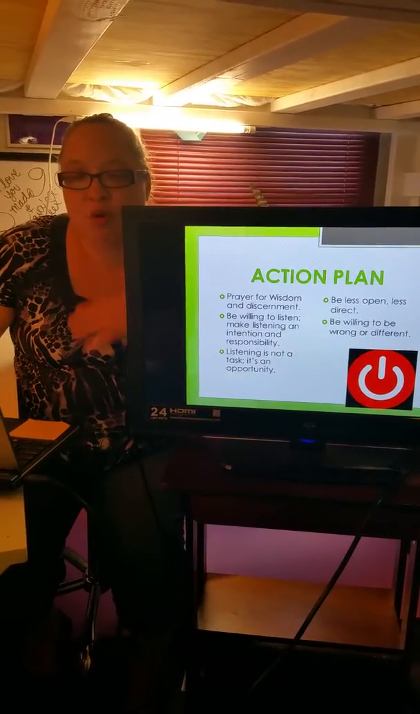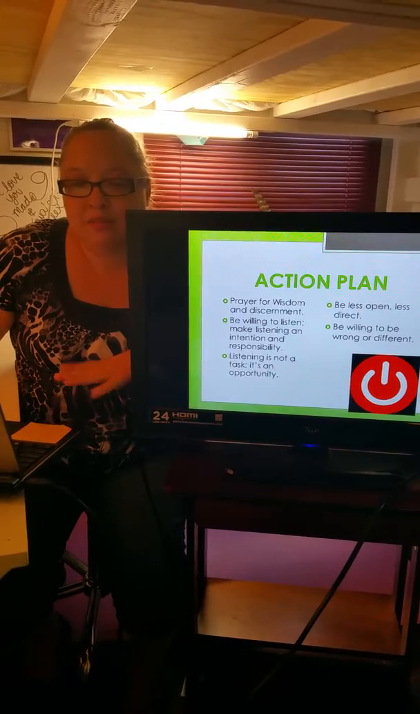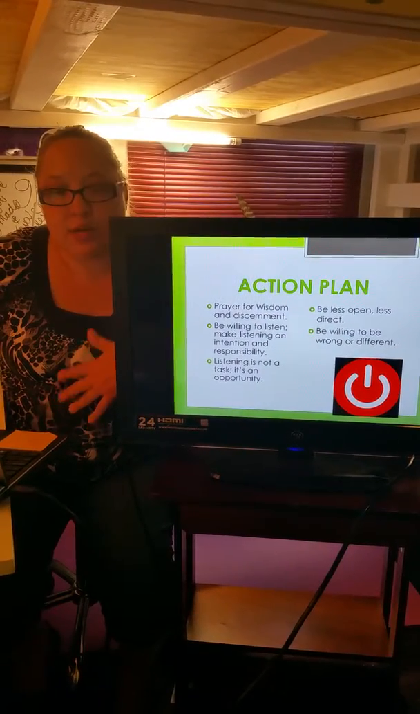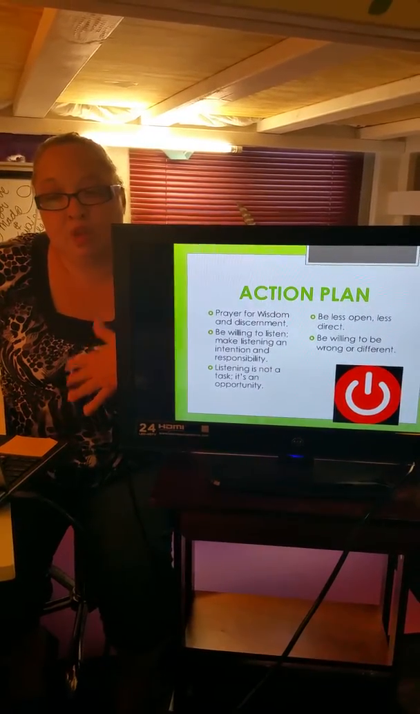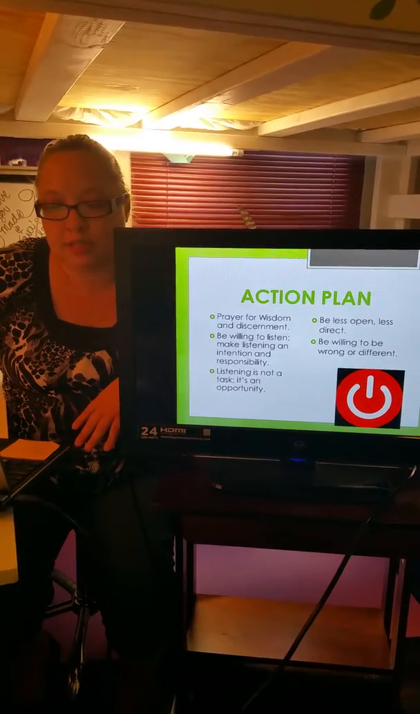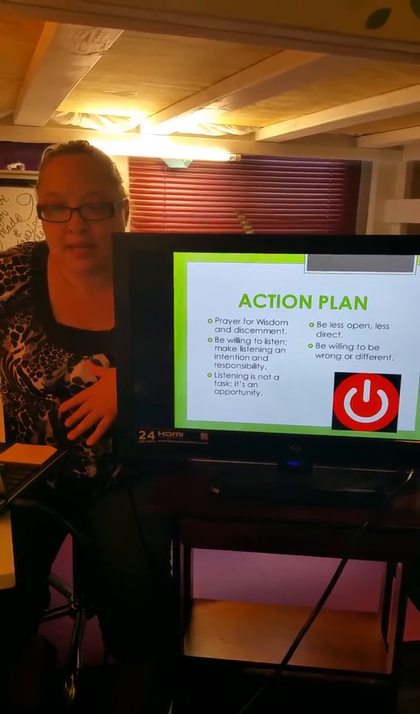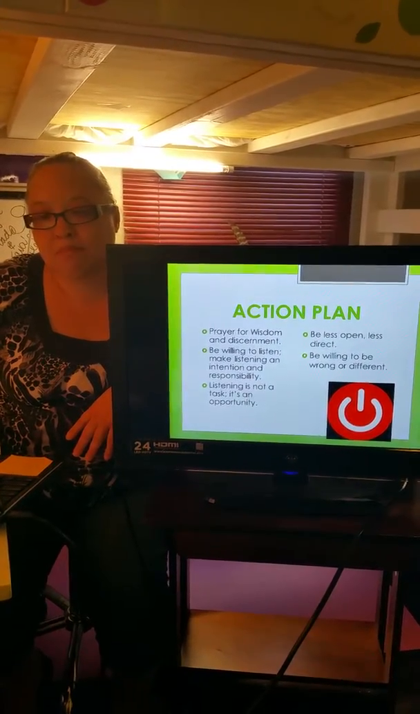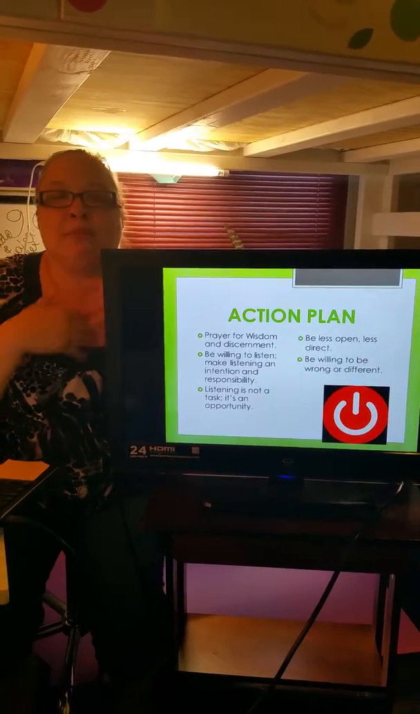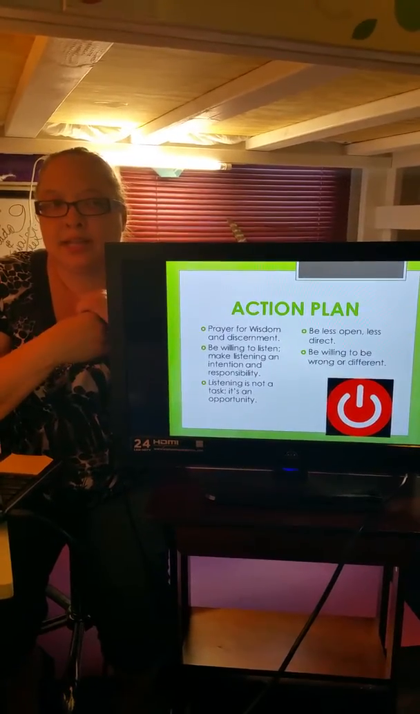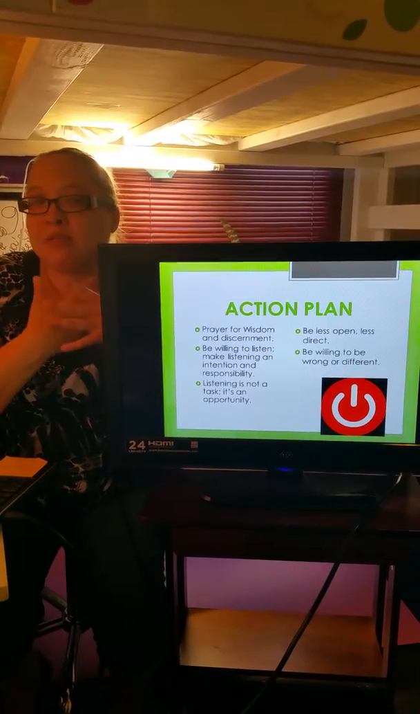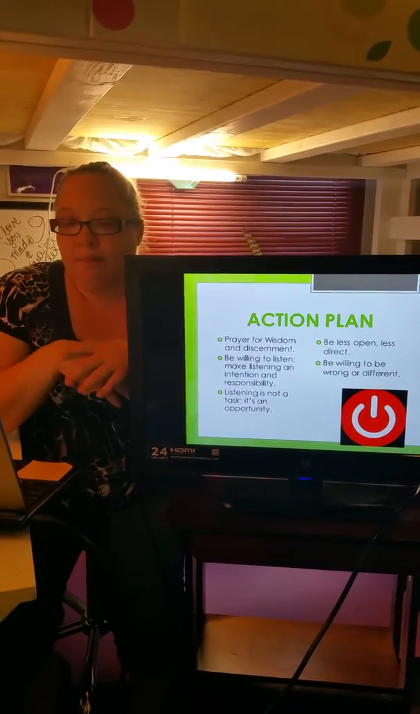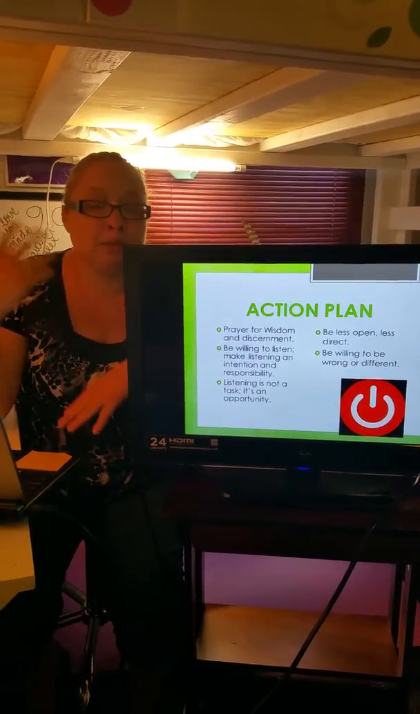My action plan. Well, of course, first and foremost, we're just going to pray for wisdom and discernment. I really want to hear what God wants me to say. I really want to do what God wants me to do in communicating with others, and to be willing to listen and make listening an intention and a responsibility. I shouldn't think I'm listening to somebody as a favor, because that's not being Christ-like. It's my responsibility to hear what someone's saying, and it's their responsibility to hear what I'm saying. Listening is not a task, it's an opportunity, and it's an opportunity to grow.